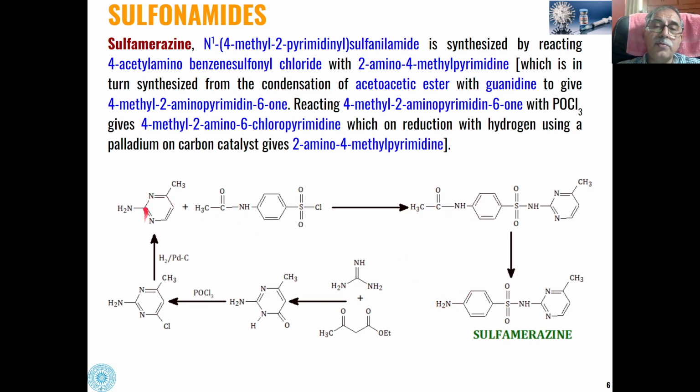And this 2-amino-4-methyl pyrimidine can be synthesized from guanidine and acetoacetic ester. When they condense with each other, we will get these types of pyrimidinone derivatives, and these pyrimidinone derivatives will react in the presence of phosphorus oxychloride, and this amide will be converted into a halogen derivative, and then reduction in presence of hydrogen on palladium and charcoal will lead to the formation of 2-amino-4-methyl pyrimidine.